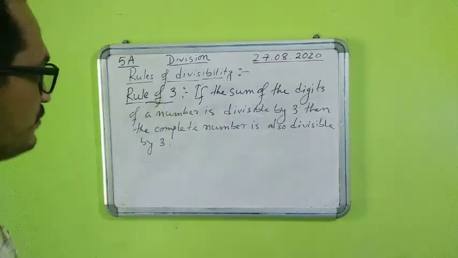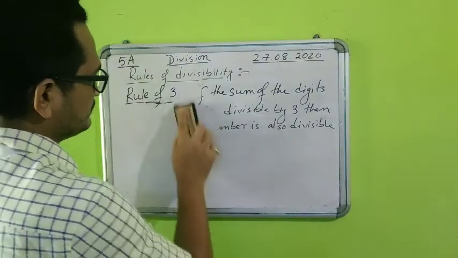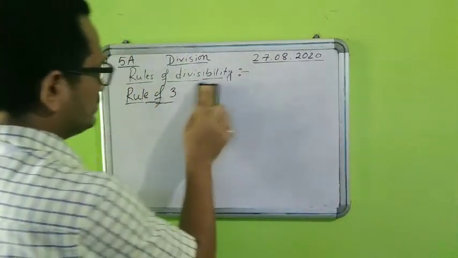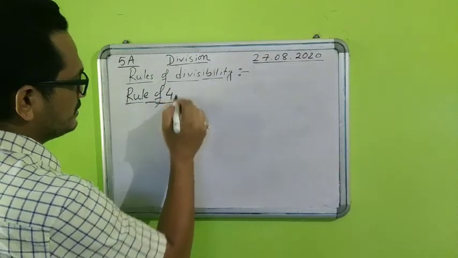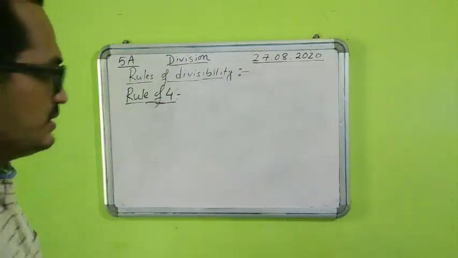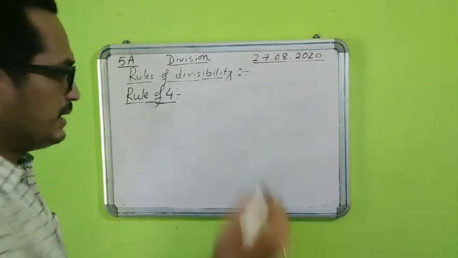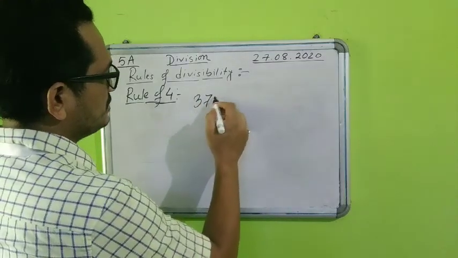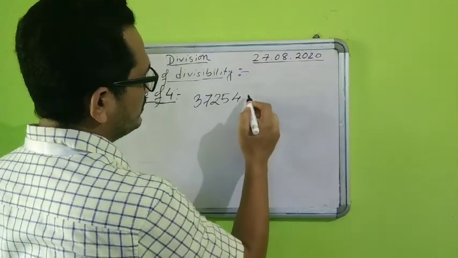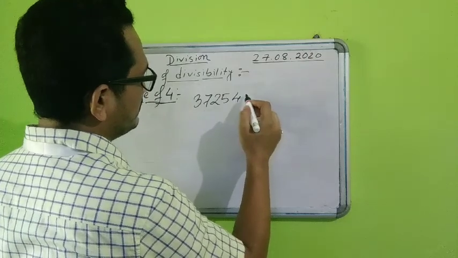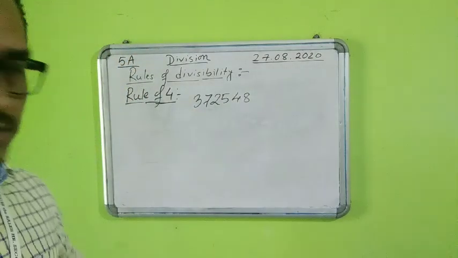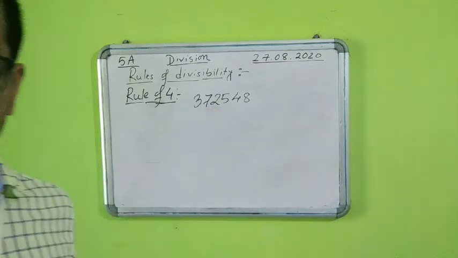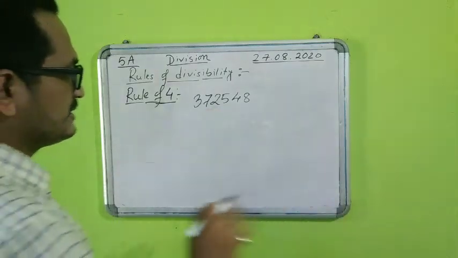Okay, now we will go for the rule for 4. Now the rule for 4, it is a very easy number 4. There you need not do any calculation. Suppose I take any number, say 3, 7, 2, 5, 4, 8. It's a 6-digit number. So whether this number is divisible by 4 or not, how will we check? You will check like this.